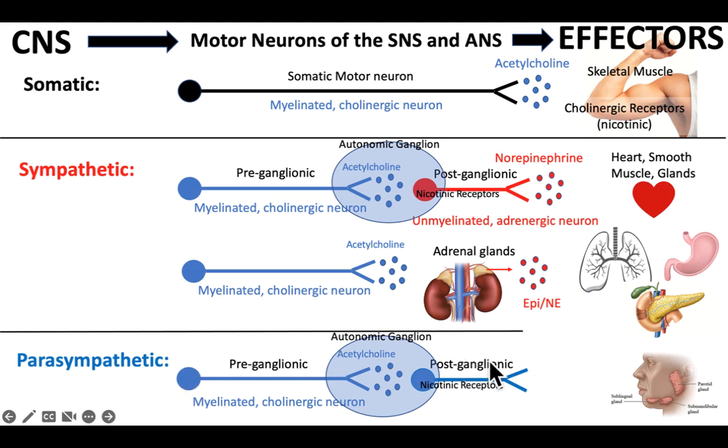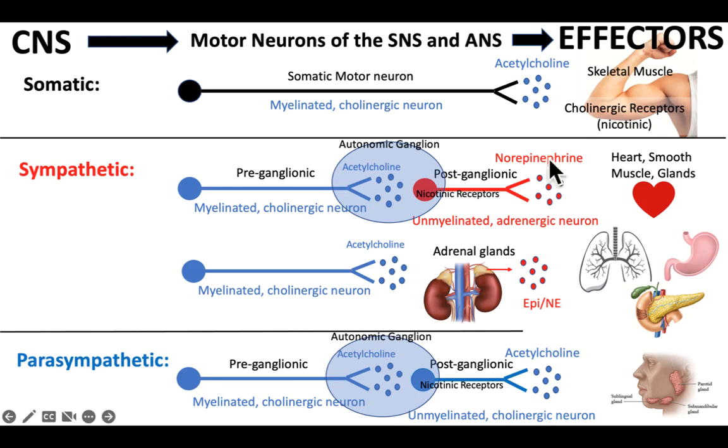And the postganglionic parasympathetic neurons are going to release acetylcholine. So they are unmyelinated cholinergic neurons. So what does this all mean? It means that these organs here need to be dual innervated. Dual innervated means they're controlled by two different types of neurons.